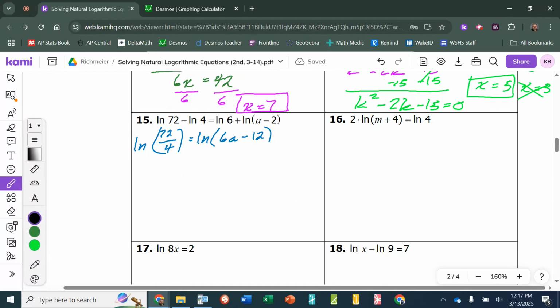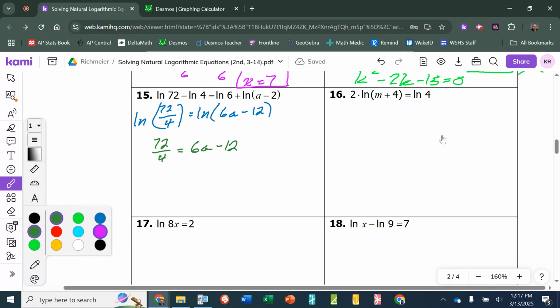And so I'm going to rewrite this as 72 over 4 is equal to 6a minus 12. That's just coming straight down. We're just taking the logarithms off of it because, again, the one-to-one property says for this natural logarithm to be equal to that one, then the two arguments have to be equal.